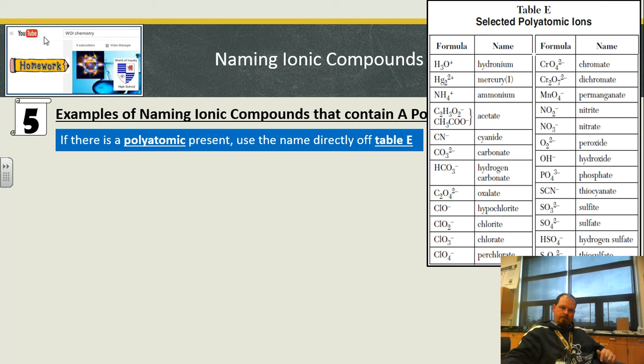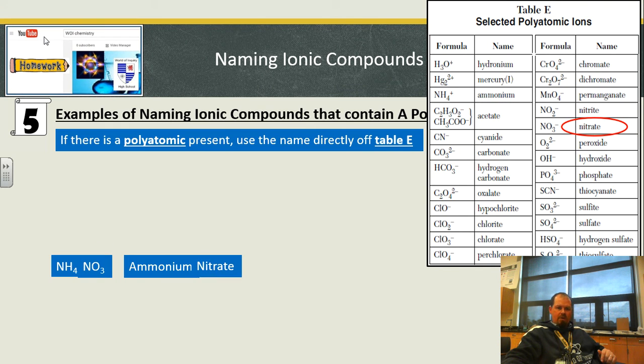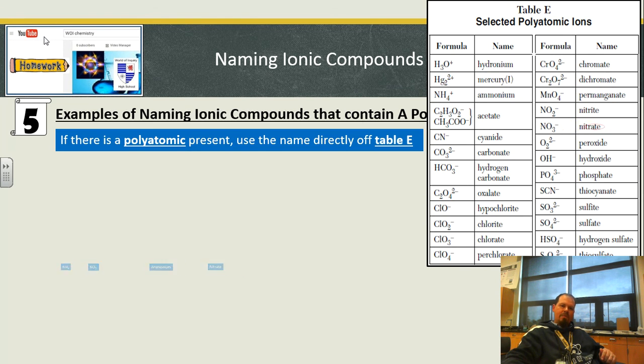Good. One more. Both of these are polyatomics. I picked that out because there are multiple capital letters. Remember, every element starts with a capital letter. So NH4 I find is ammonium, and then NO3 is nitrate, so I get ammonium nitrate. Good. So there's how we do polyatomics if they're in my ionic compound.